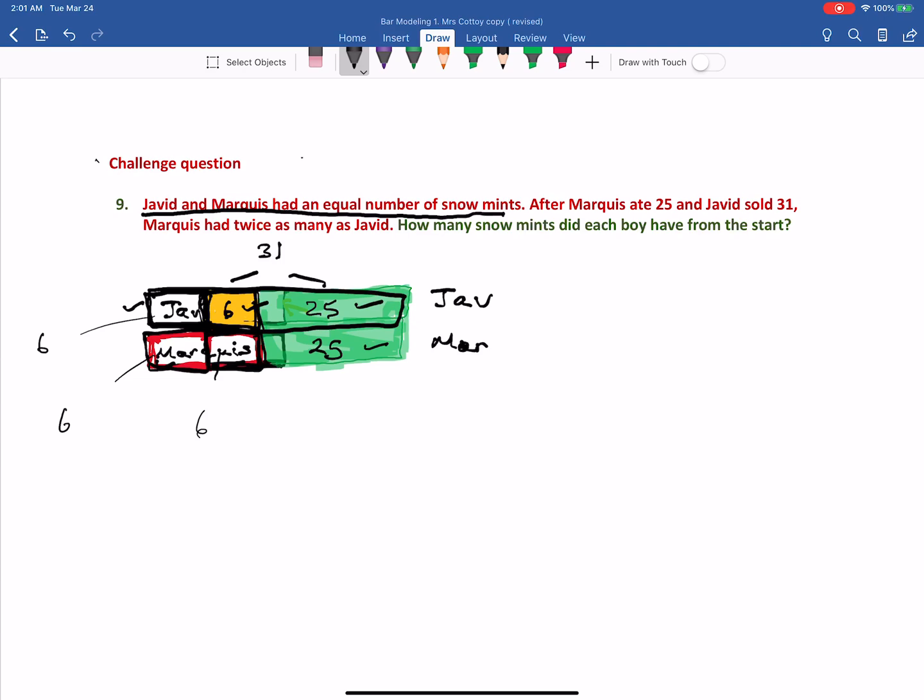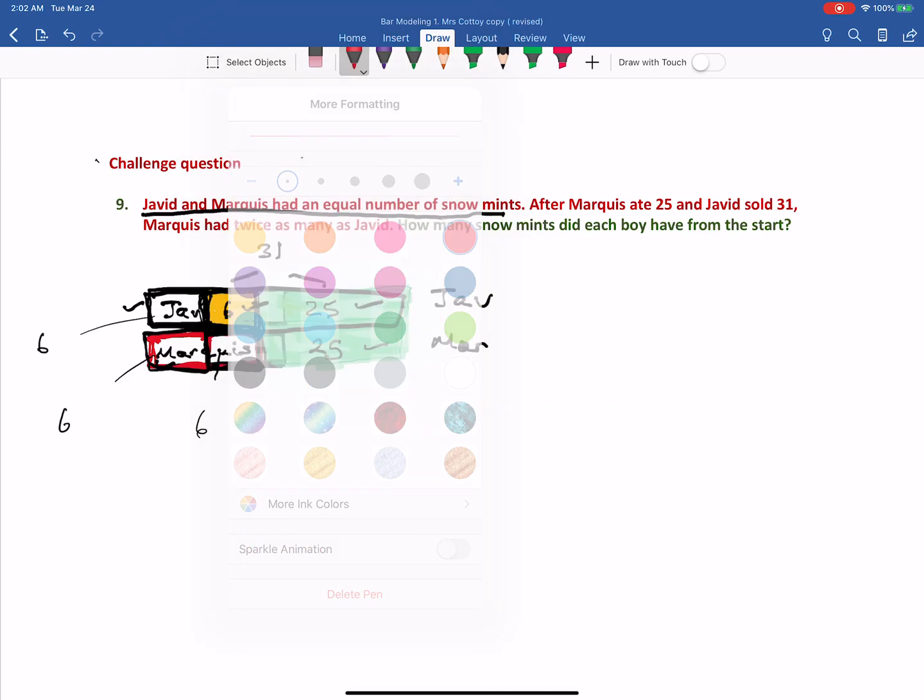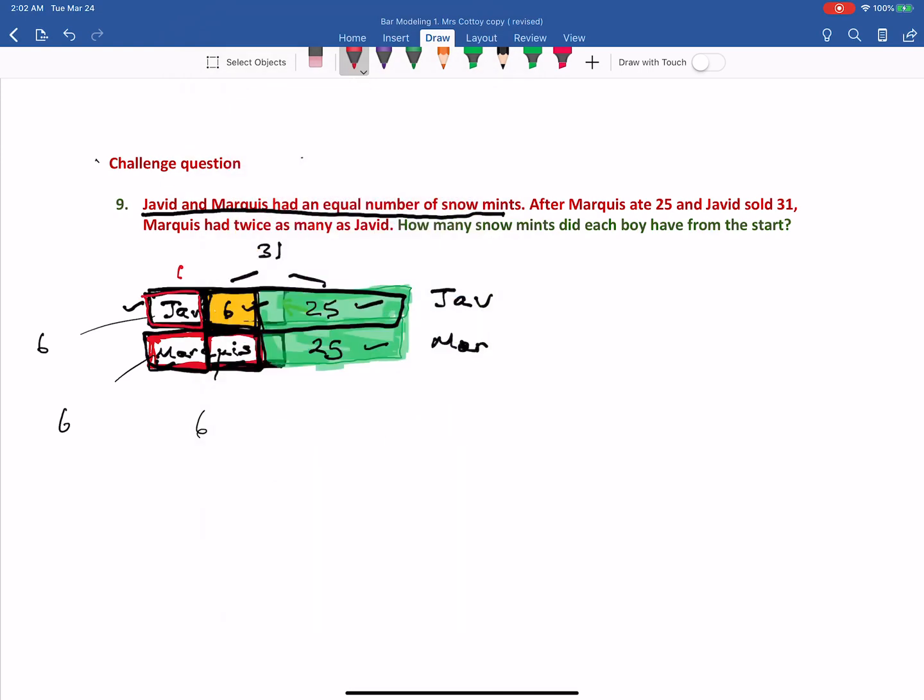Let's add the sections. I'm going to use a different color so you can see. Yes, 6 here, that's for Javid, another 6 here for Javid, and the 25. 6 plus 6 plus 25. 6 plus 6 is 12, plus 25, 37. So that's 37 for Javid. And Marquis, we have 6 plus 6 plus 25. Oh, they had an equal number, so it's 37. Should have asked something different. So each boy had 37 from the start.